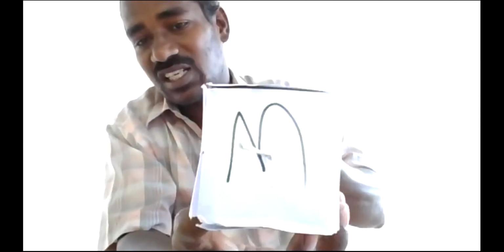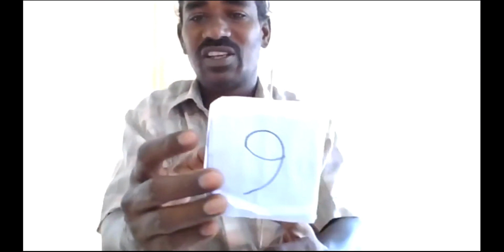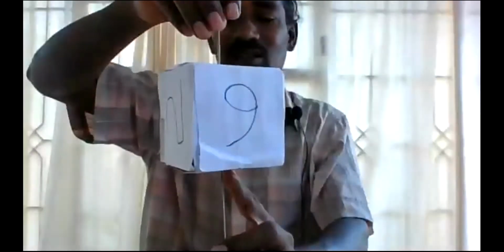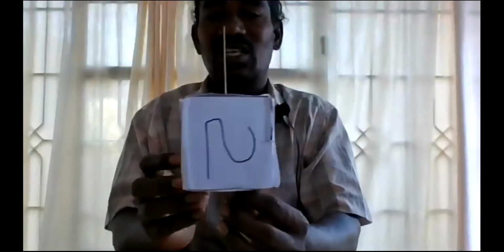This axis is passing through the center of the face. So this axis is passing through the face center, and then through the opposite face center. This is the opposite face. In this cube we have considered opposite face centers. So this axis is passing through opposite face centers, correct?